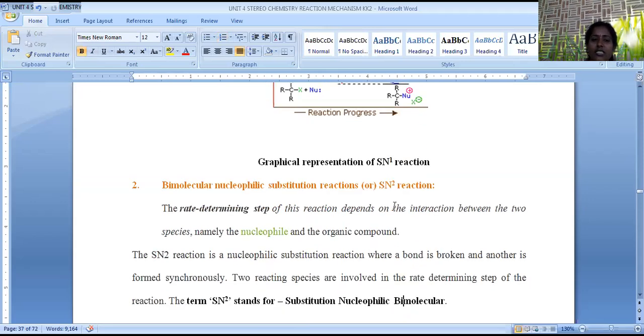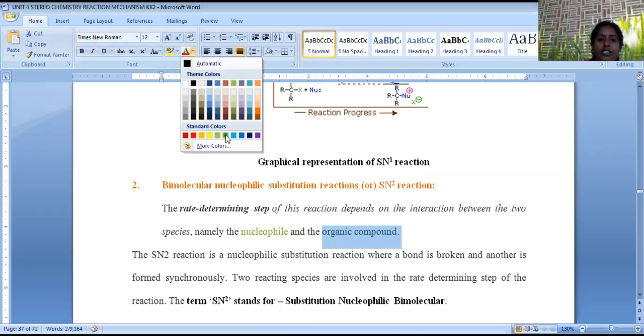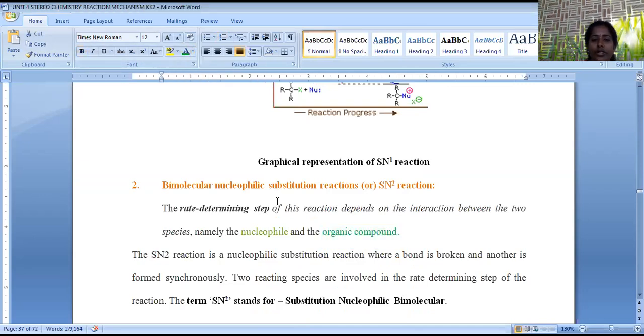Now let us discuss bimolecular nucleophilic substitution, which is called SN2 reaction. SN2 stands for two reactants influencing the rate of the reaction. One is the alkyl halide, second is the incoming nucleophile. Both are influencing the rate of the reaction, hence it is considered an SN2 reaction.